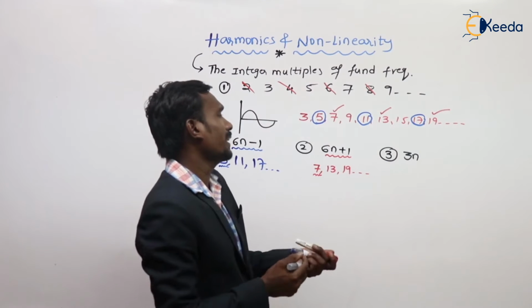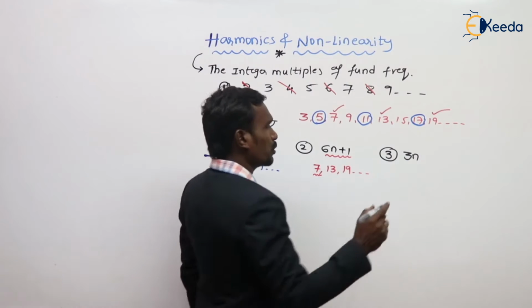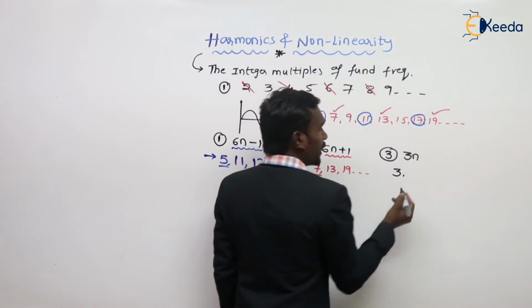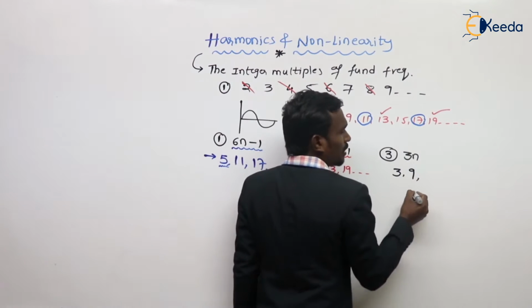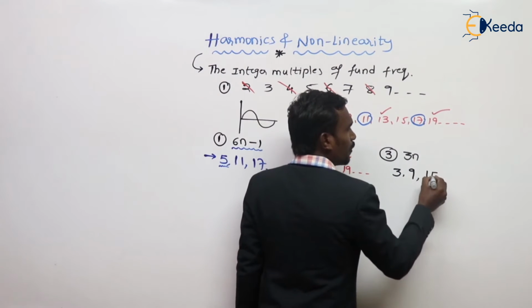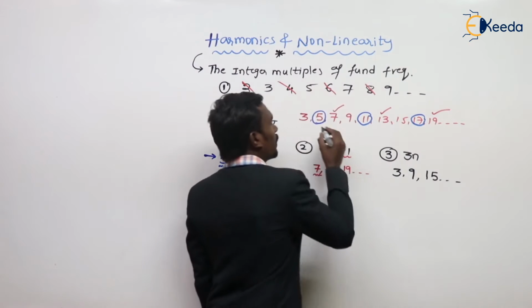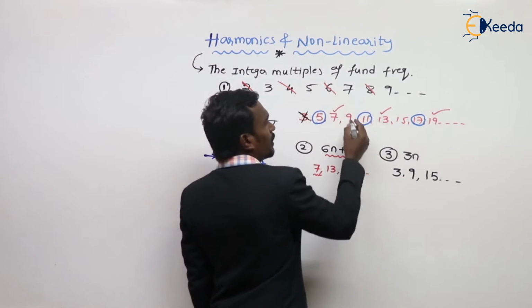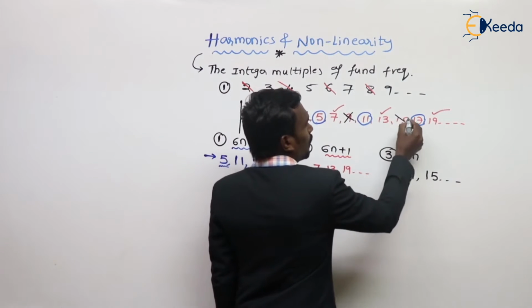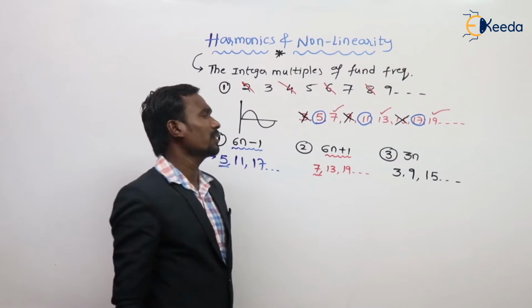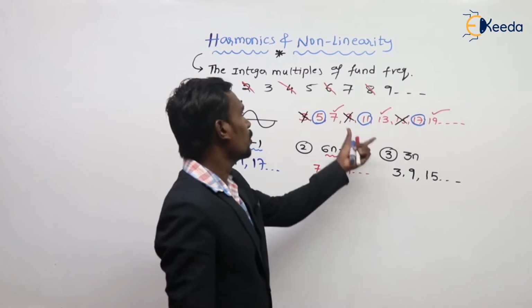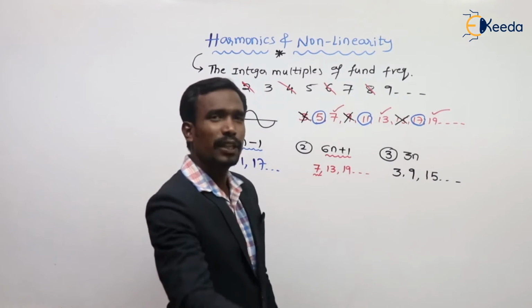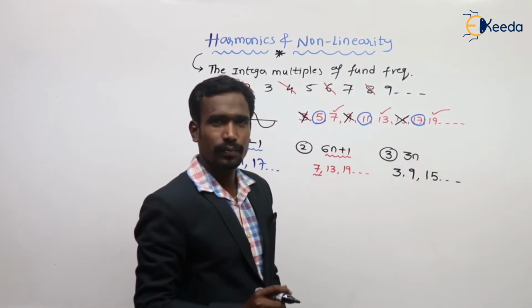And what about the remaining, triple n? 3 into 1 is 3, 3 into 2 is 6, eliminated, 3 into 3 is 9, and 12 eliminated, 15, and so on. This is 3, 9, 15, and so on. These are called triple n harmonics. The total harmonics are divided into three groups.